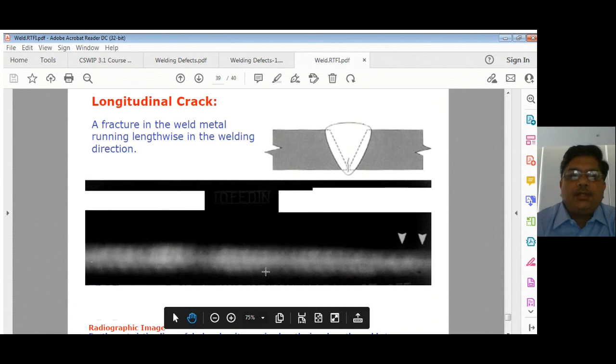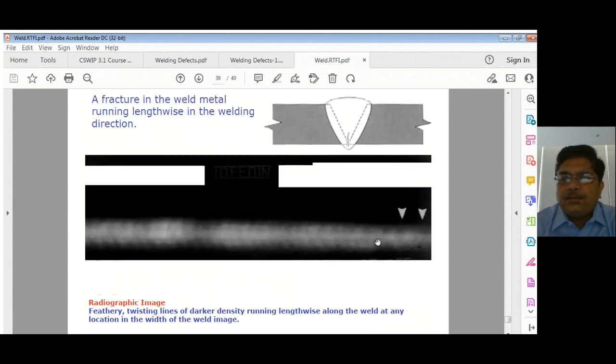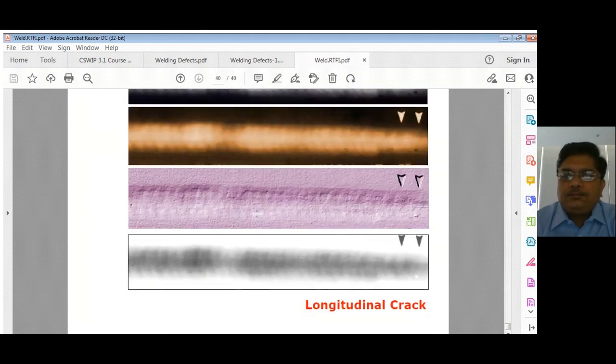Then comes longitudinal crack. This is a very difficult thing to catch. You can see in this radiograph it is very difficult to catch, but when I show you this radiograph here, you can see this line. It's a very clear line, and that is the reason you are able to catch this. In the other radiograph, very difficult to catch. See this here, you can see something here. So your radiographic quality has to be very good.